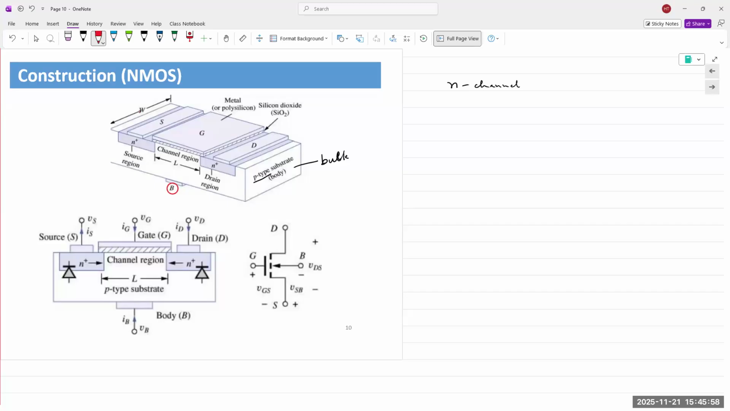Then inside this P-type substrate, we create two N-type regions. So this is an N-type region. This also is an N-type region. So there are two N-type regions separated by some distance. Obviously, all of these distances are exaggerated. And the distance between the two N-type regions is the width of the channel between the two. A channel does not exist in this case.